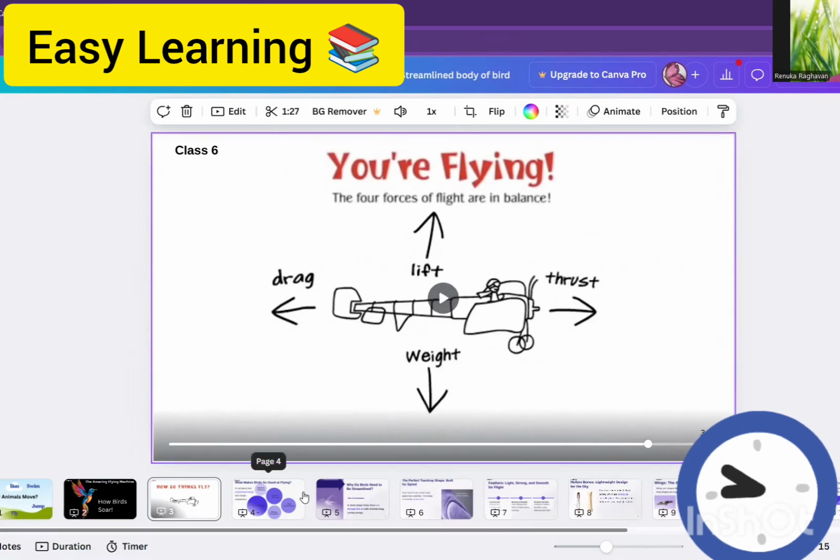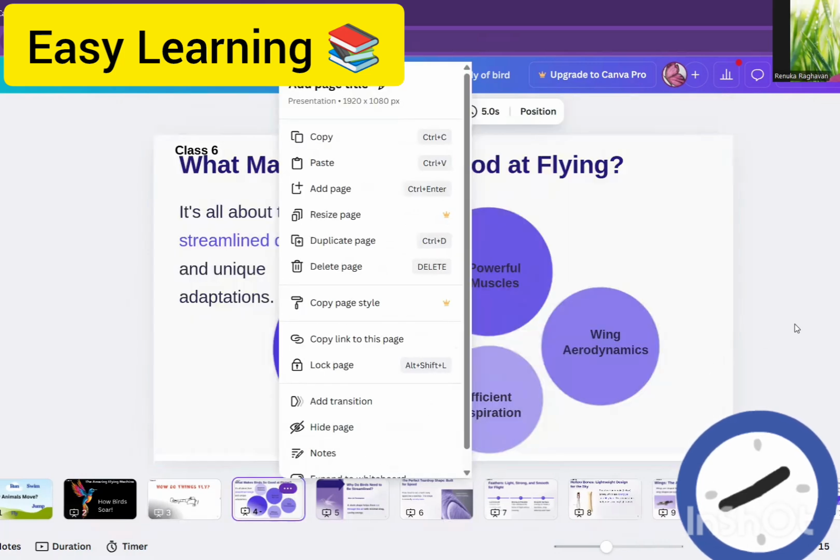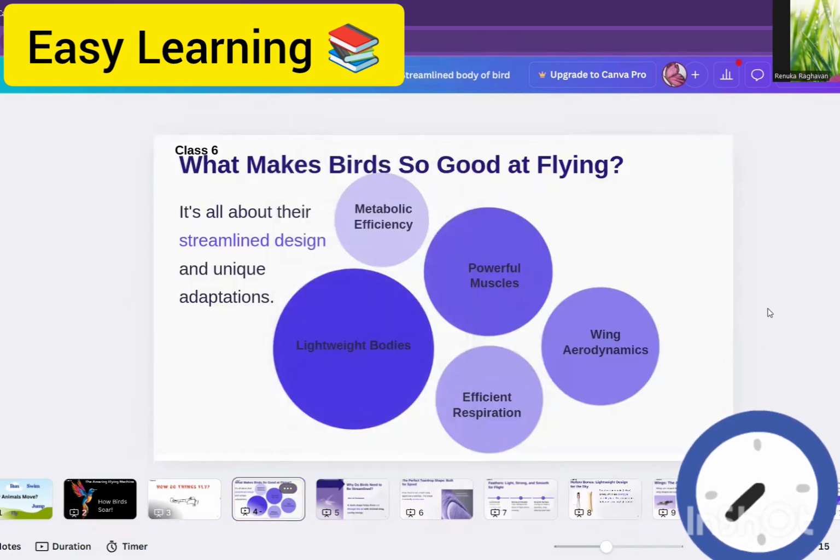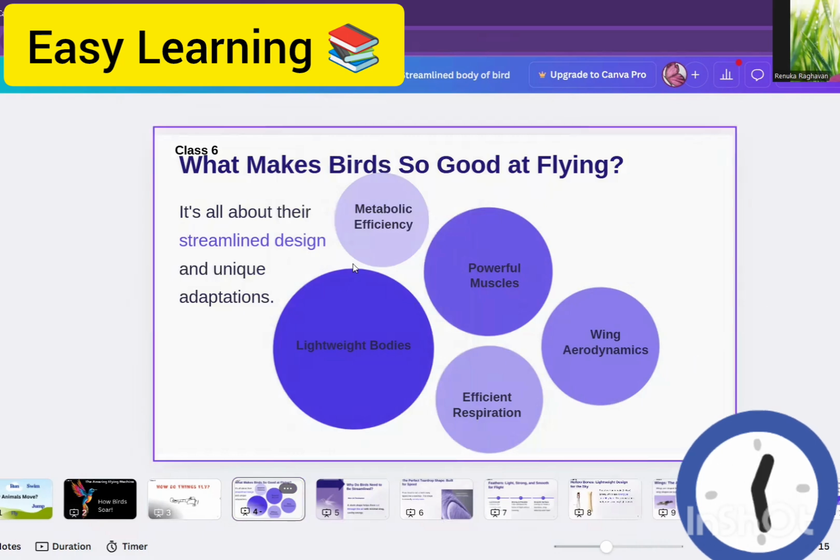So now let us watch the streamlined body in detail, children. Okay. So now look at this. What do you mean by streamlined body? A streamlined body is one in which the head and tail part are tapering, and the middle part is the broader part. Okay. So these are lightweight bodies. The birds have lightweight hollow bones that make them able to fly in the air.